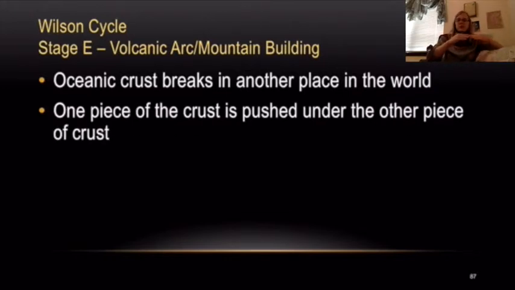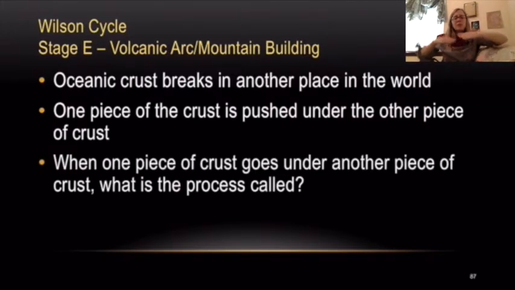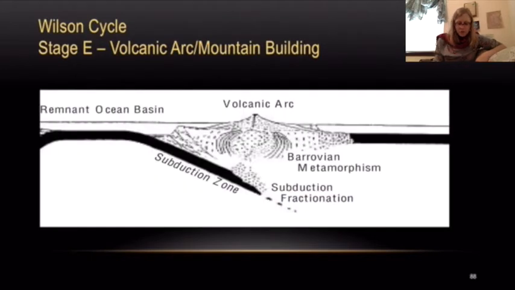One piece of the ocean crust is going to go down. It could go this way, it could go this way, but part of it's going to end up underneath the other piece. When we have crust going under crust, what do we call this process? Call it subduction. So this is a subduction zone, ocean crust going underneath ocean crust.